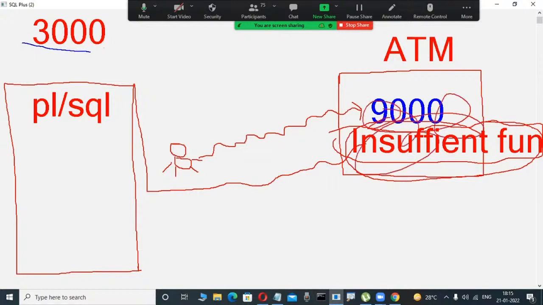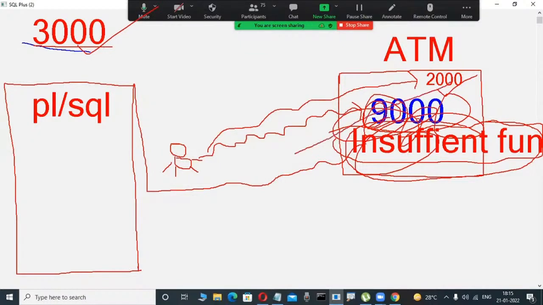Again, another scenario. For example, my balance is 3,000. Suppose I am inserting an ATM card and I try to withdraw 2,000 rupees. Is it possible? Possible. Why? Because my balance is 3,000, and 2,000 is less than 3,000. That's why this withdrawal is possible.